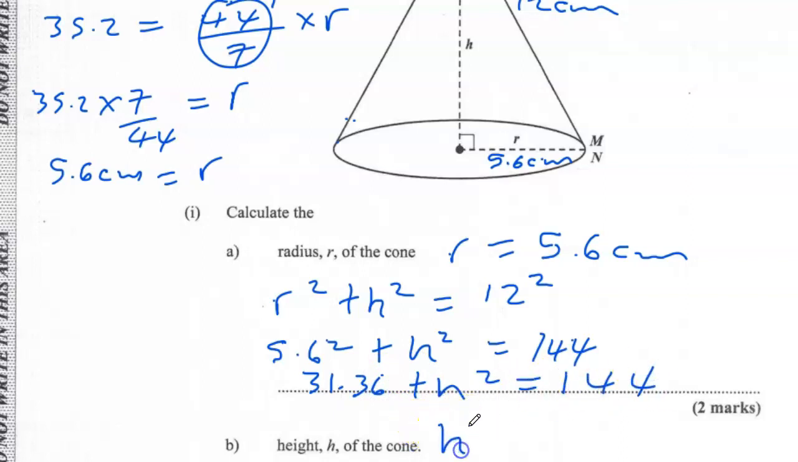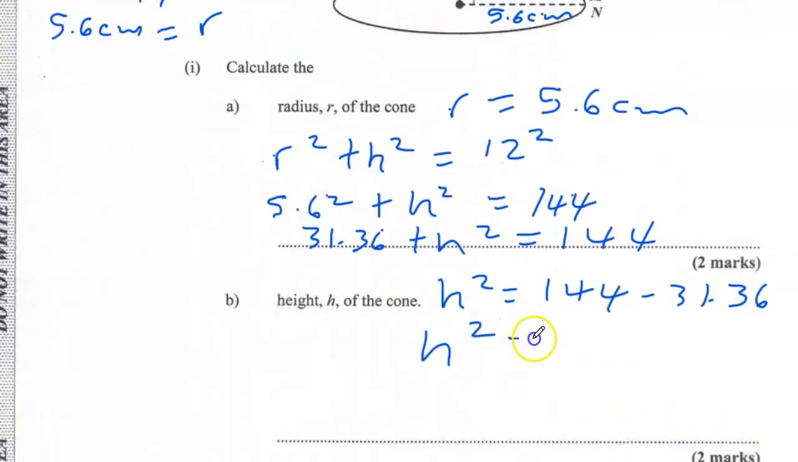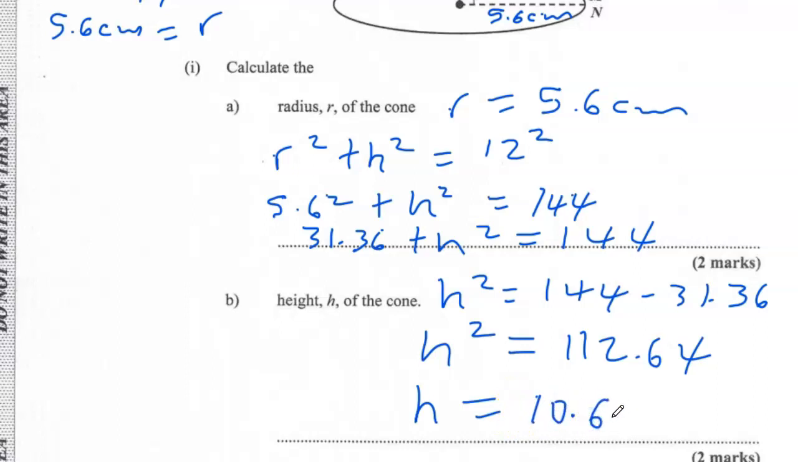If we group the constants on the right-hand side, we end up with h square being equal to 144 minus 31.36. That's 112.64. So h is the square root of 112.64. That's 10.6 centimeters.